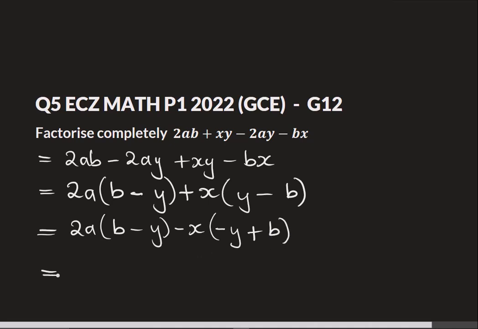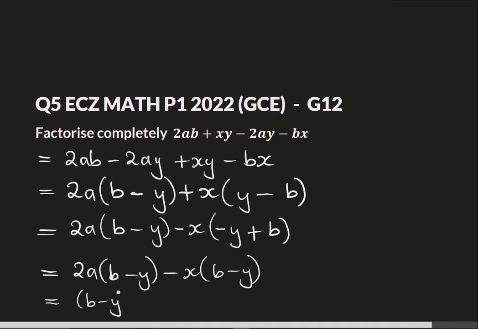Then here it's just a matter of you rearranging these terms and you have what is in the first parenthesis. So I have 2a(b minus y) minus x(b minus y), and then we perform our final step, which is writing the common things here and then writing what remains. 2a minus x is what will remain, and we have solved this, actually factorized.